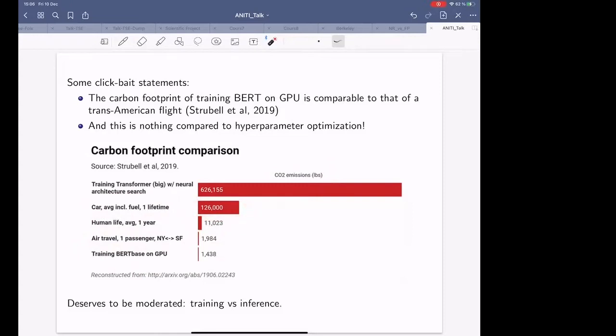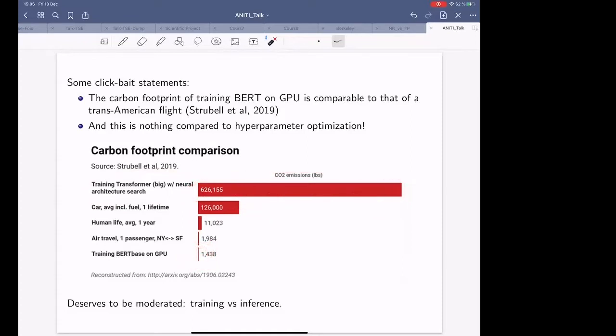And then if you want to do this very big hyperparameter optimization of very big transformers, training lots of them, it's basically worse than this one, but you did it so many times that, as you see, it's a little ridiculous.